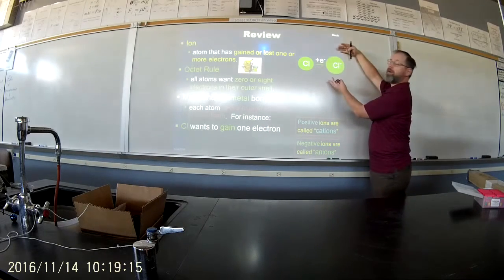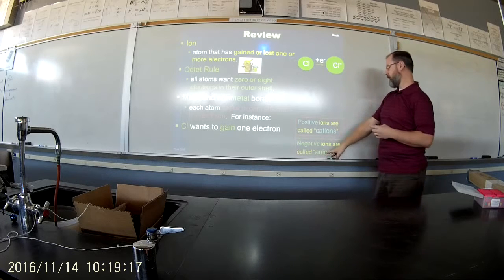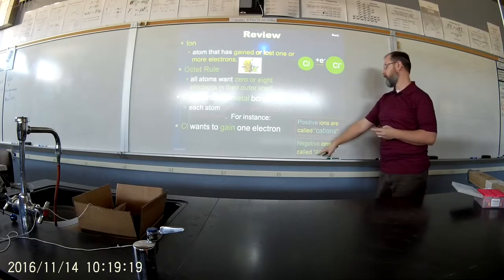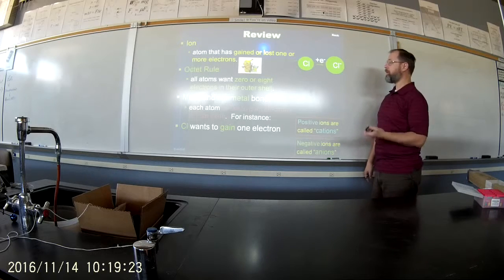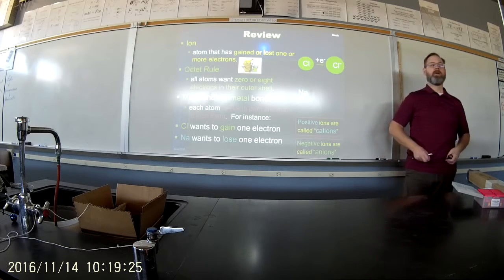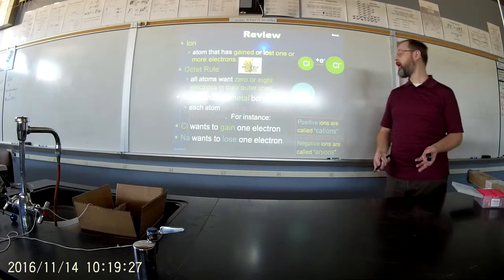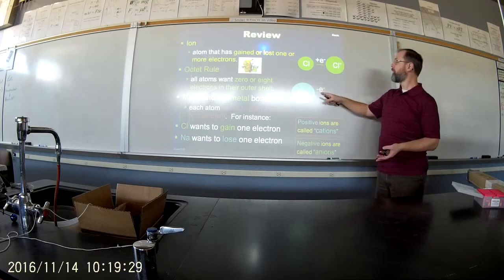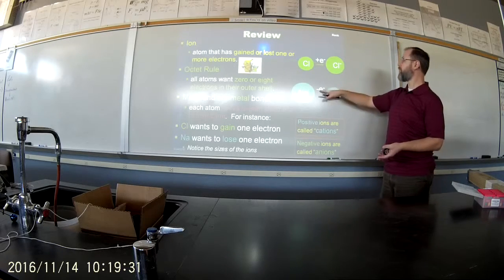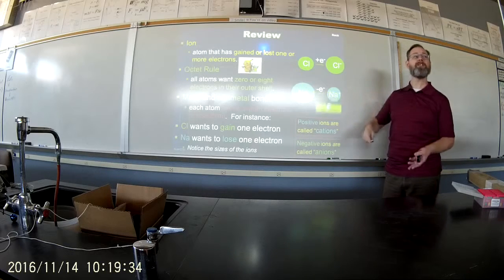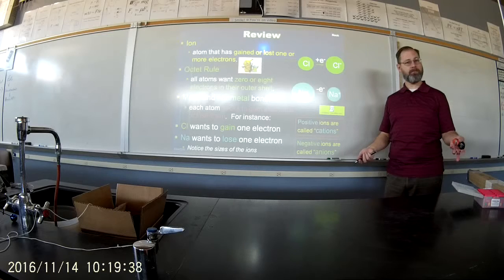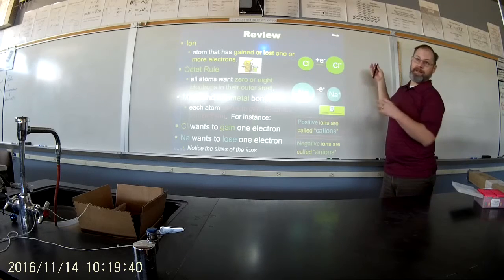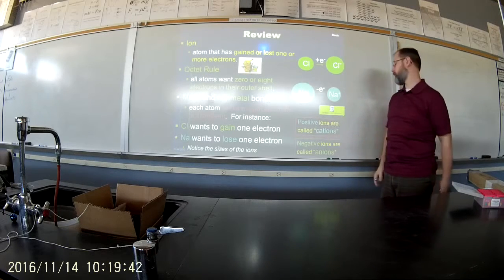becomes a bigger negative ion, which we call an anion. On the other hand, sodium gets rid of an electron, minus an electron. It becomes a positive ion, which we call a cation. Positive ion.